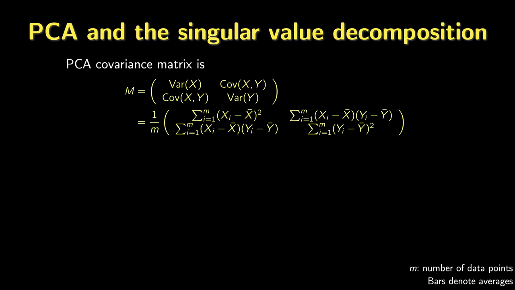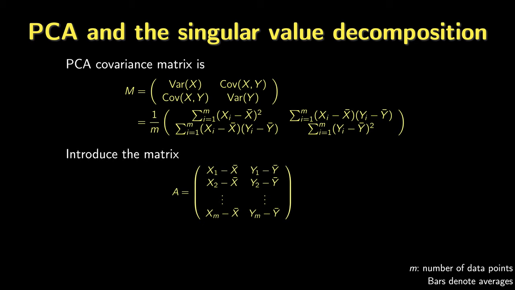Let's now look at the connection between principal component analysis and the singular value decomposition. We'll begin with the definition of the PCA covariance matrix. Let's introduce little m to be the total number of data points we have. And we'll write x bar to be the mean of the x data and y bar to be the mean of the y data. And we can write our PCA covariance matrix with a factor of 1 over little m out front. And then each of our variance and covariances can be written in terms of a sum. So the variance of x can be written using the sum from i equals 1 to m of (xi minus x bar) all squared. And we have similar expressions for the covariance of x and y and the variance of y.